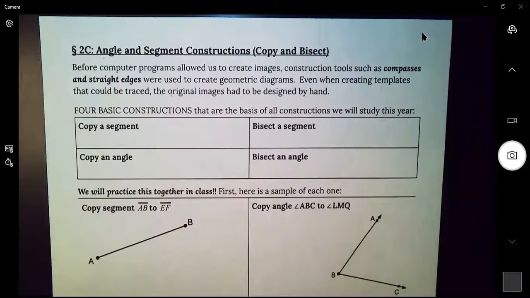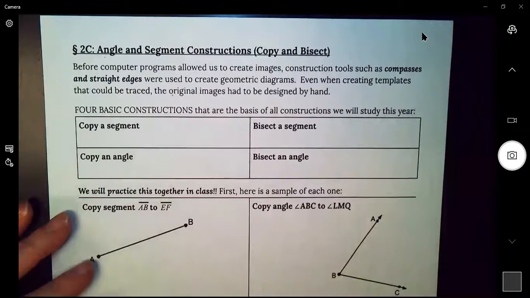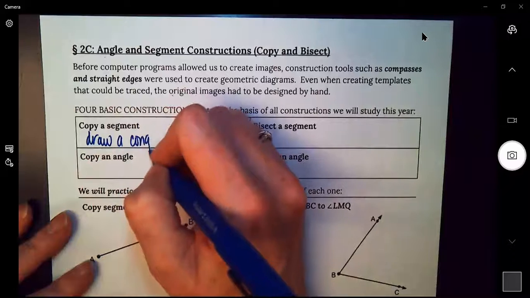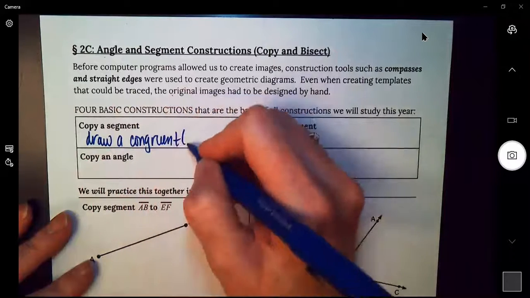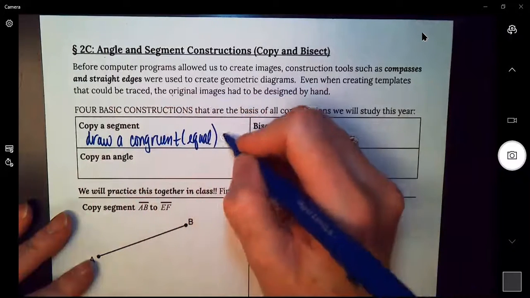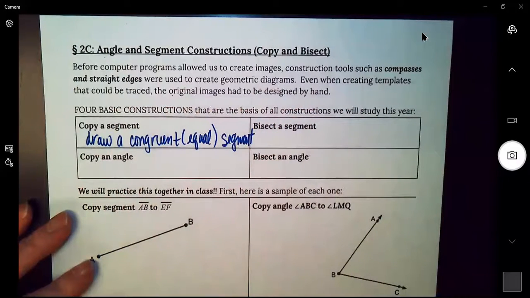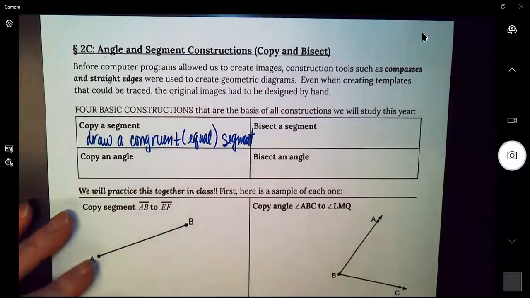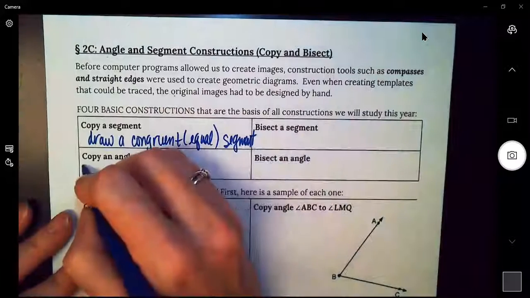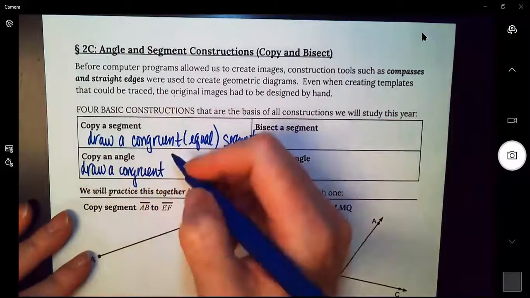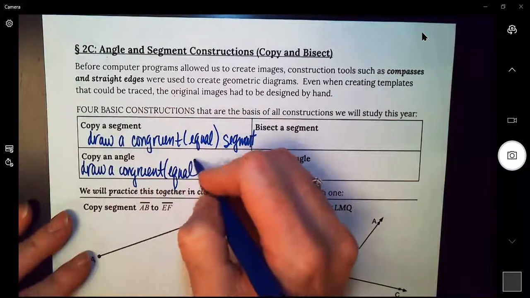Our 4 basic constructions: we have copy a segment, which pretty much means we are just drawing another congruent or equal segment. Same thing, if we copy an angle, we are drawing another version, an exact copy of an angle, with the same exact measurement. So we're going to draw a congruent or equal angle.